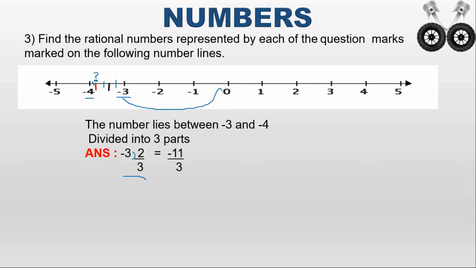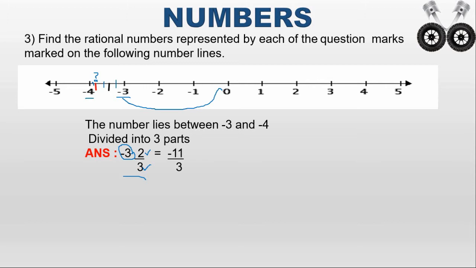That can be written as the whole part. Then where does the question mark lie? It lies on the second part. So that can be written as the numerator. How many parts is it divided into? It is divided into 3 equal parts. That can be written as the denominator. So the mixed fraction is -3, 2 by 3.